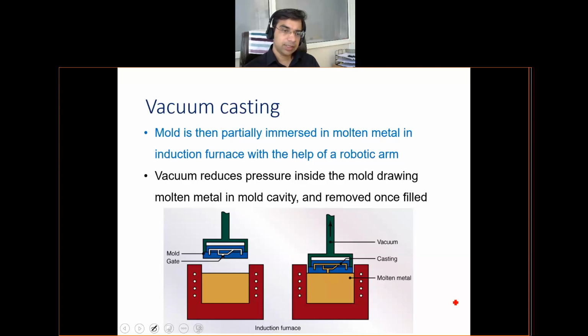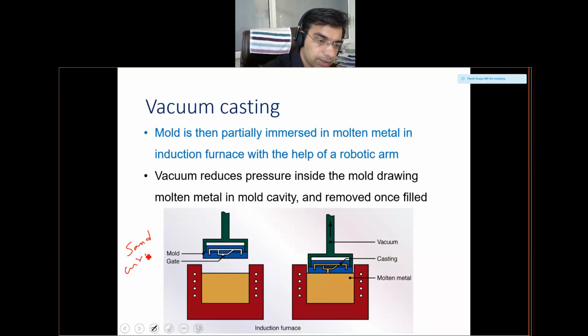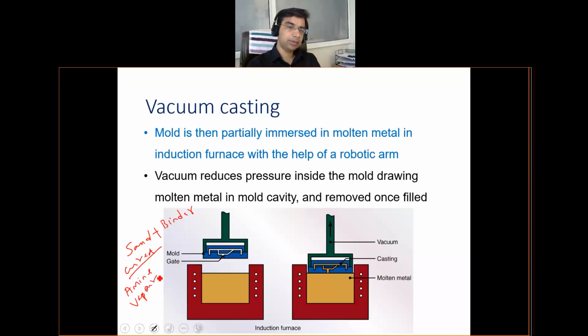So in this case, what is done? We have this mold. Again, this mold is made of sand, but it is cured sand with some binder, and its strength is enhanced by curing it in amine vapor. Amine vapor is basically a product derived from ammonia. The binder is based on amine compounds, and this amine vapor is used to cure the sand mold.